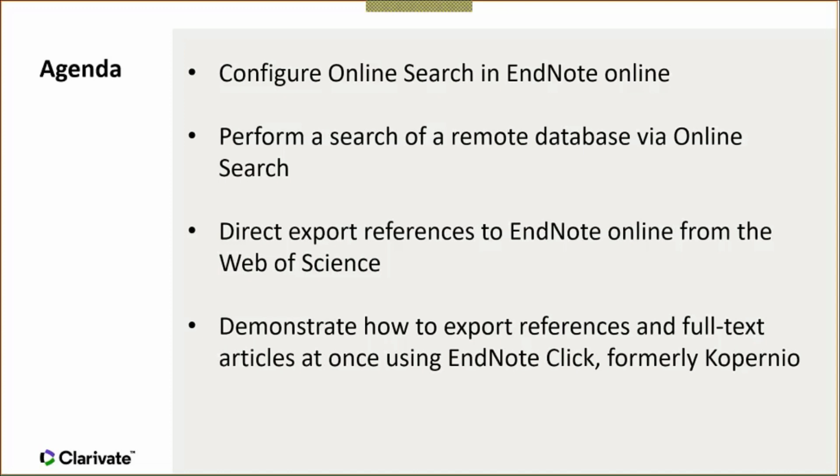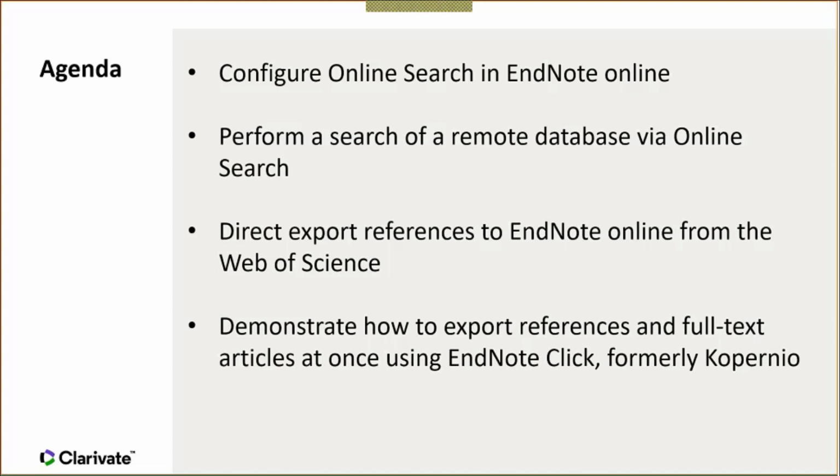Copernio, now rebranded as EndNote Click, part of the EndNote ecosystem. It's an optional browser extension that's compatible with most of the mainstream web browsers that can help you find full text articles available to you, the best quality full text article available to you, whether it be an open access publication or something that you've got access to for free through institutional affiliation.